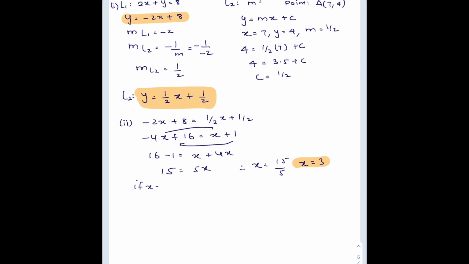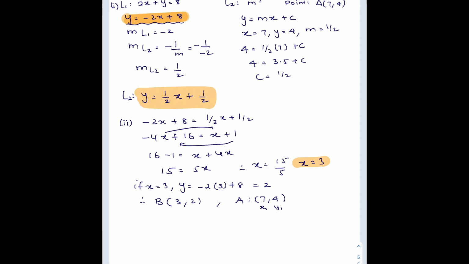So now I need the y coordinate. If x is 3, I'm substituting in that equation. Y equals -2x plus 8. So y equals -2 times 3 plus 8. So y is -6 plus 8, which is 2. Therefore, point B is (3, 2).